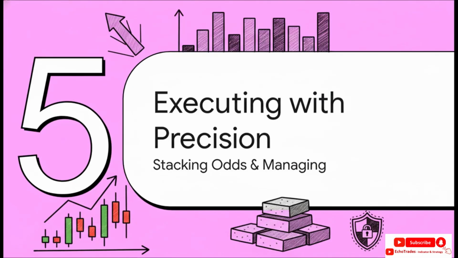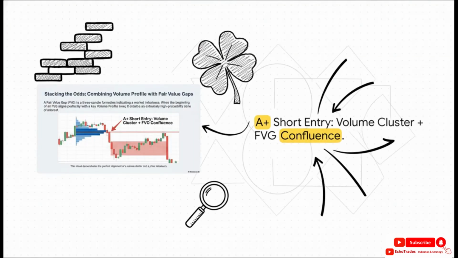So knowing these setups is awesome, but it's only half the battle. Executing them like a pro, well, that's a whole other story. So in this last section, we're going to talk about how to stack the odds in your favor and how to actually manage the trade like a professional once you're in. We can really level up our trading by doing something called stacking the odds. All it means is finding multiple independent reasons for a trade to work at the exact same level.